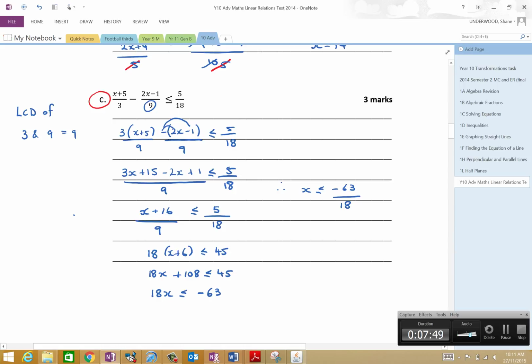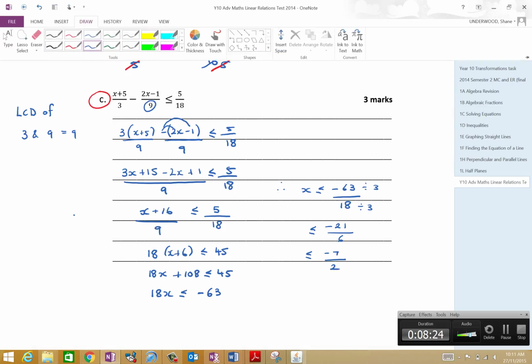63, not a prime number, but I guess 21 does go into 63 3 times, so I could divide both sides by 3, couldn't I? I could divide this by 3 if I was simplifying. x is less than or equal to, well, which gets us to negative 21 over 6. And I could divide both sides by 3. So 9 goes into 63 and 18, doesn't it? And it goes in negative 7 times over 2.